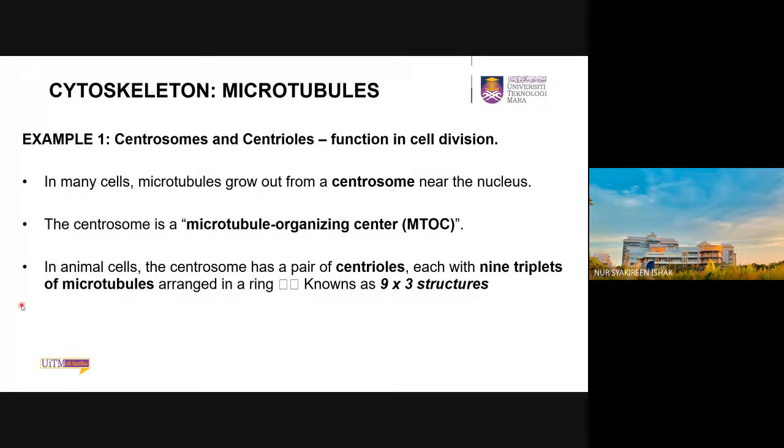Okay, so example 1, the centrosome and the centrioles function in cell division. In many cells, microtubules grow out from a centrosome near the nucleus. So the centrosome is the microtubule organizing center, MTOC. In animal cells, the centrosome has a pair of centrioles, each with nine triplets of microtubule arranged in a ring known as nine times three structure.